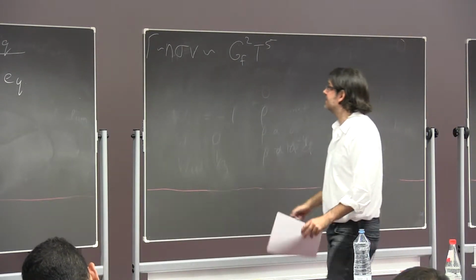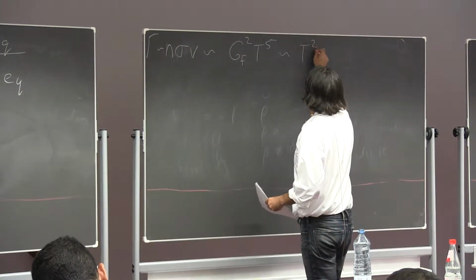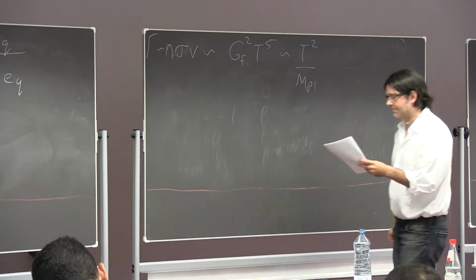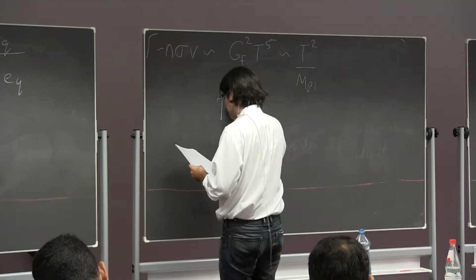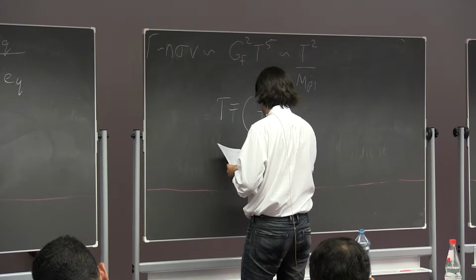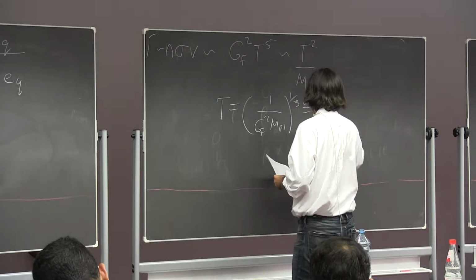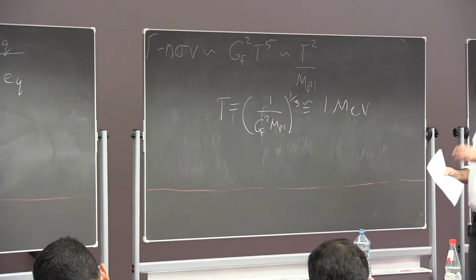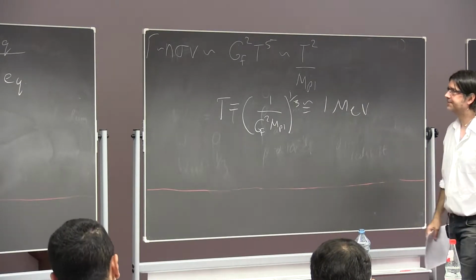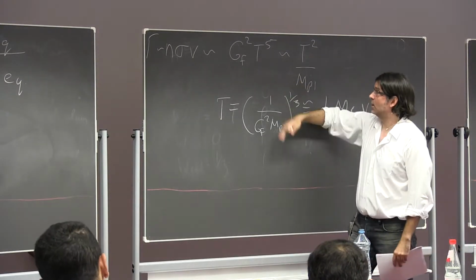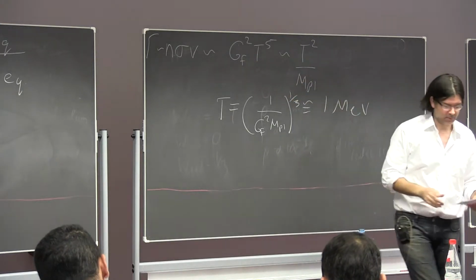And so the question you want to ask is, at what temperatures is this in equilibrium? So you're comparing that then to T squared over m Planck. I'm setting the number of degrees of freedom to 1 here. So you can solve this. And you get that the temperature where this process stops being in equilibrium is at about 1 MeV. Okay. Since this is going like T to the fifth, I know above that temperature, this process is in equilibrium. Below that temperature, this process is out of equilibrium.